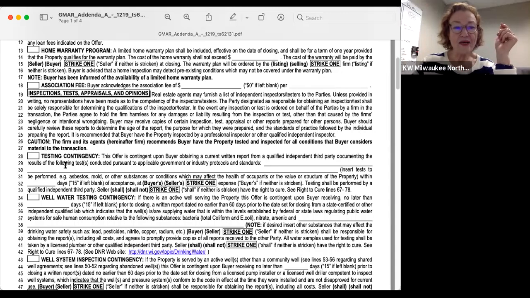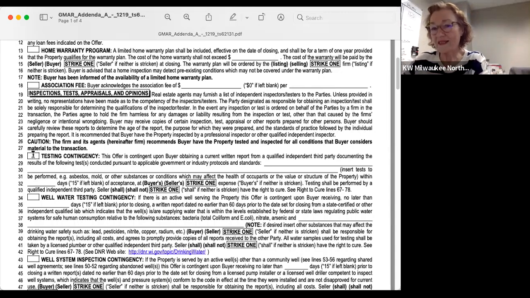Okay, so now it comes to testing. Put an X here if your buyer wants a test of something other than radon. So, current written report from a qualified party. Listen to this carefully. The results of the following tests conducted pursuant to applicable government or industry protocols and standards. They want you to identify the tests.